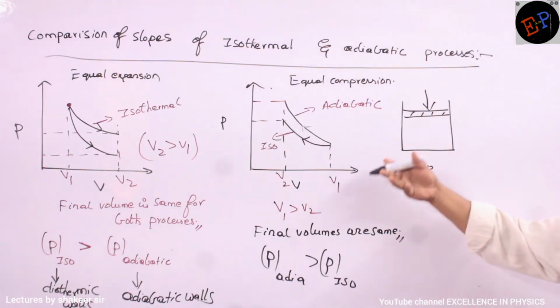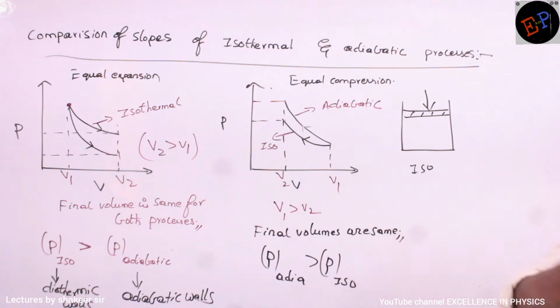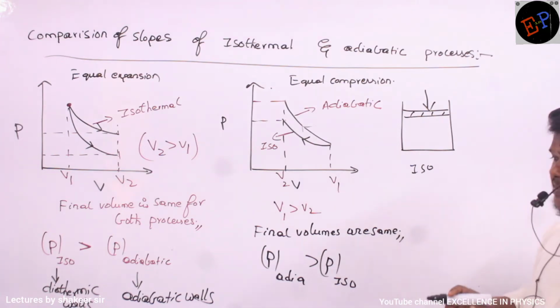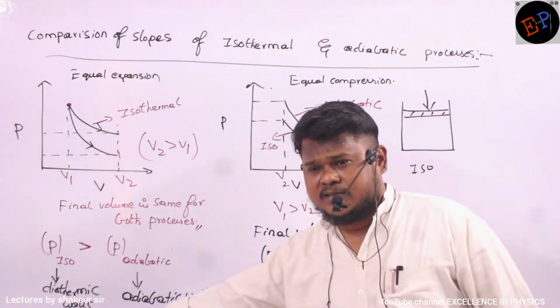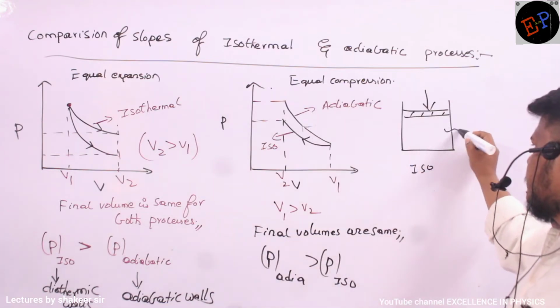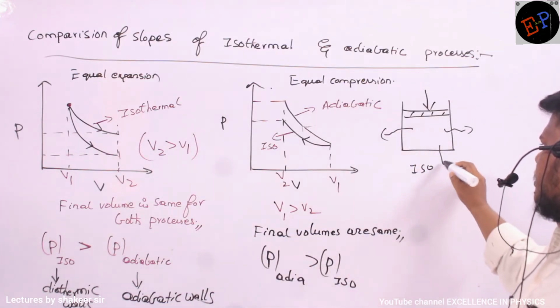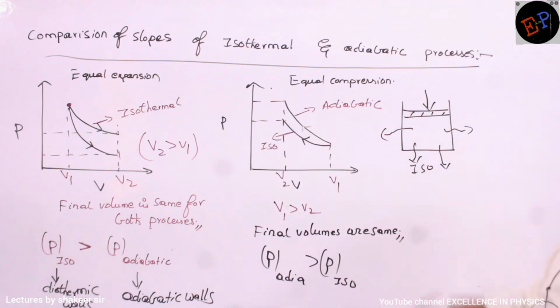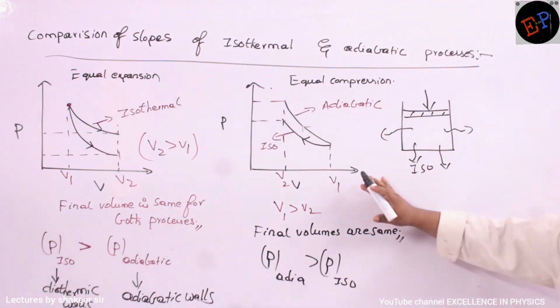So what happens to the temperature of the gas? Temperature of gas will increase. But as the temperature increases, what kind of walls does it have? Diathermic walls. So heat energy flows out of the system. Clear? Heat energy flows out of the system and temperature remains constant.